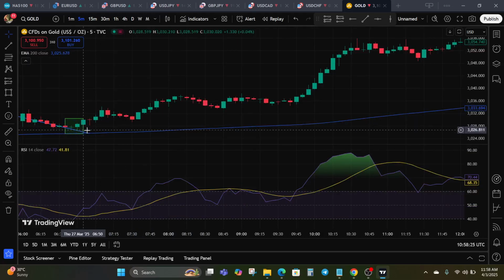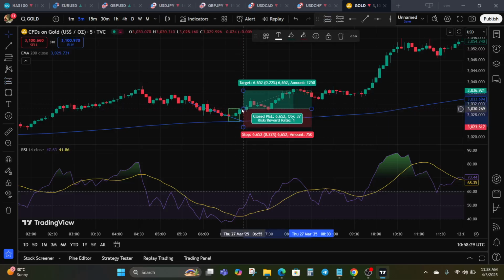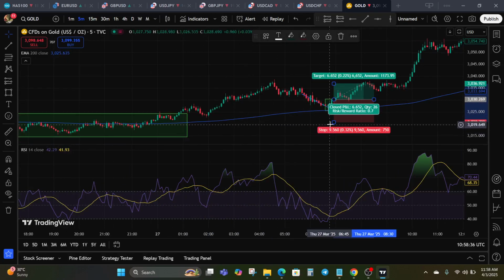Ensure that we have a bullish candlestick pattern, basically. So once that has been confirmed, you can enter your buy trade. You set your stop loss below the previous swing low, and then your take profits.